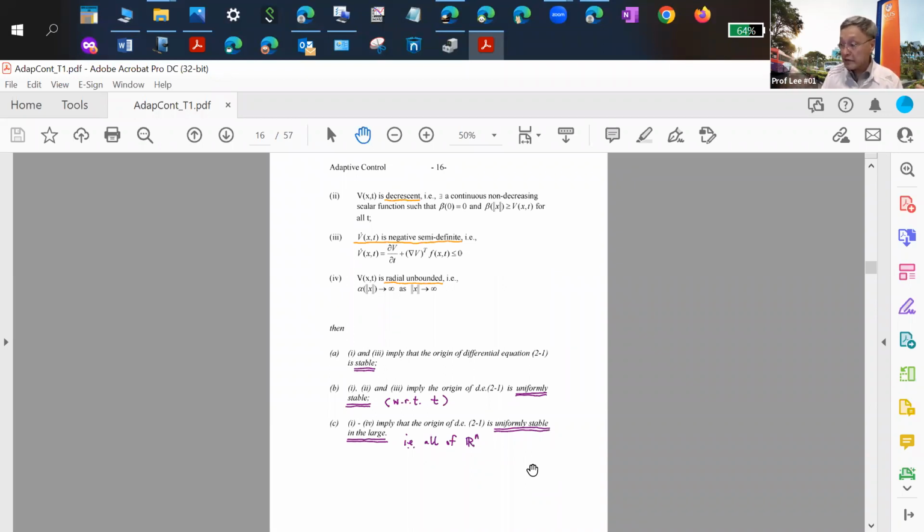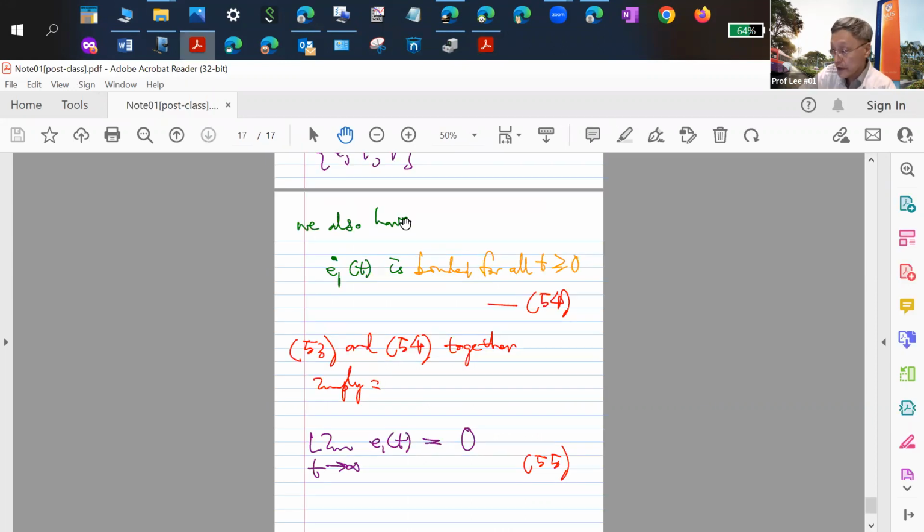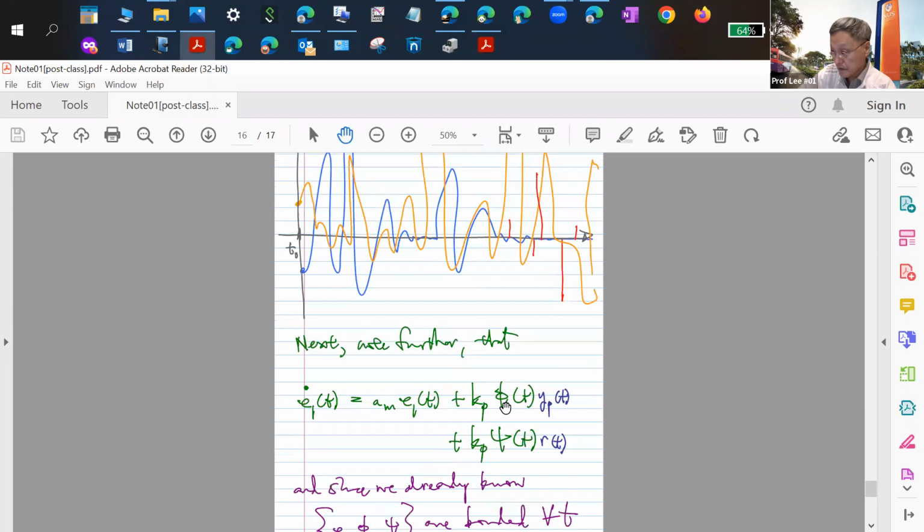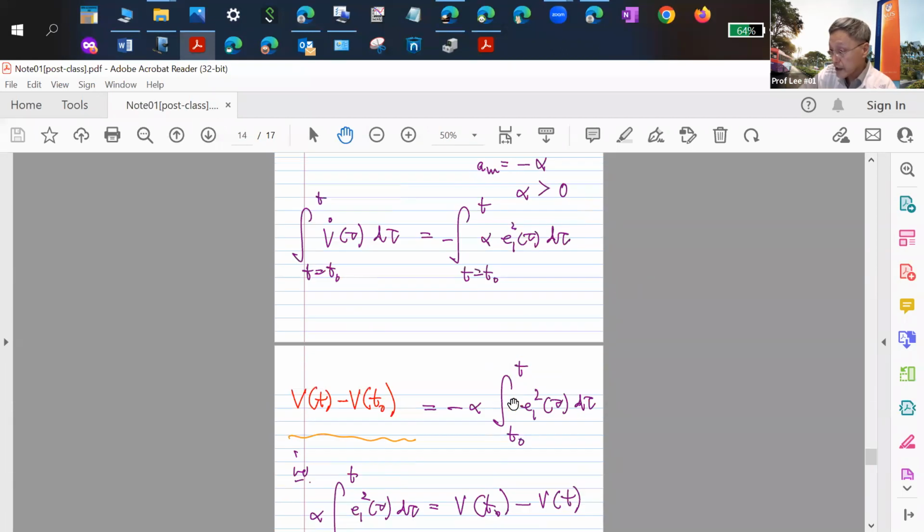But now, if you go back to how the Lyapunov theory describes it, this is the equivalent. It says that if you have all these properties, your system is indeed uniformly stable in the large. In the large means in the entire state space. And you saw we have that, because if you now go back and look, it was in the entire state space.